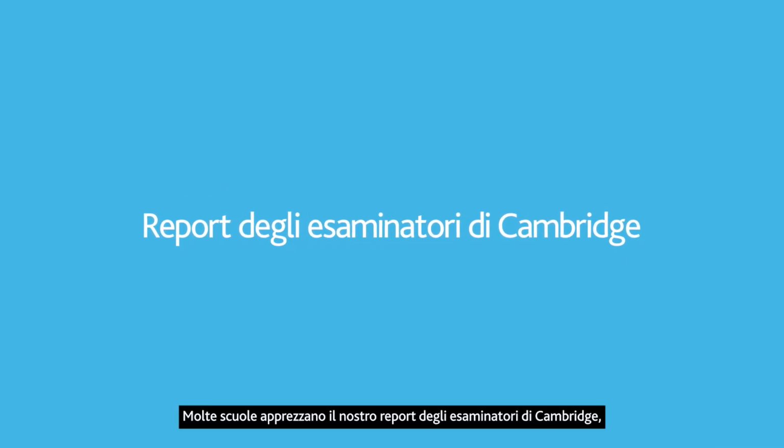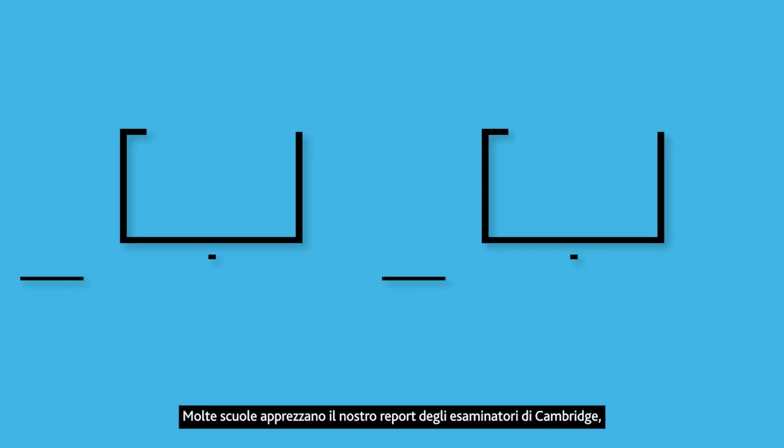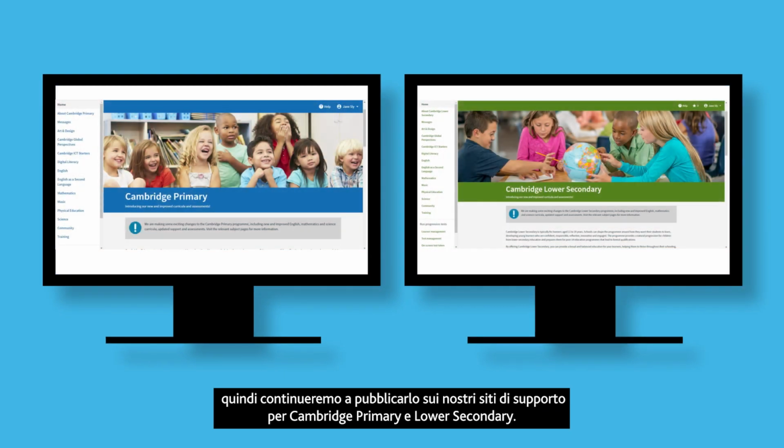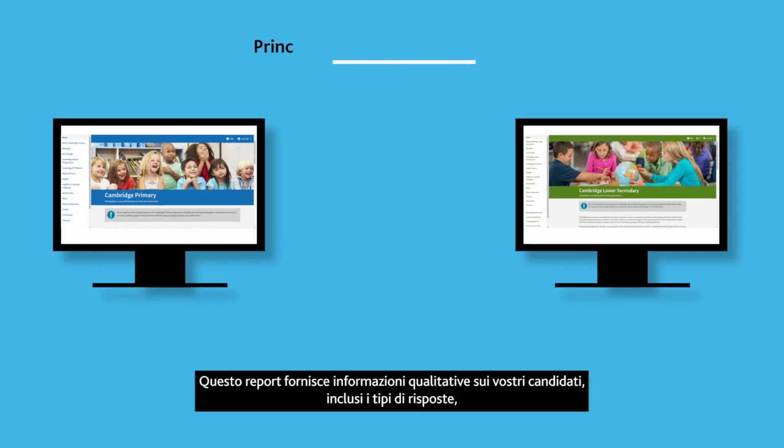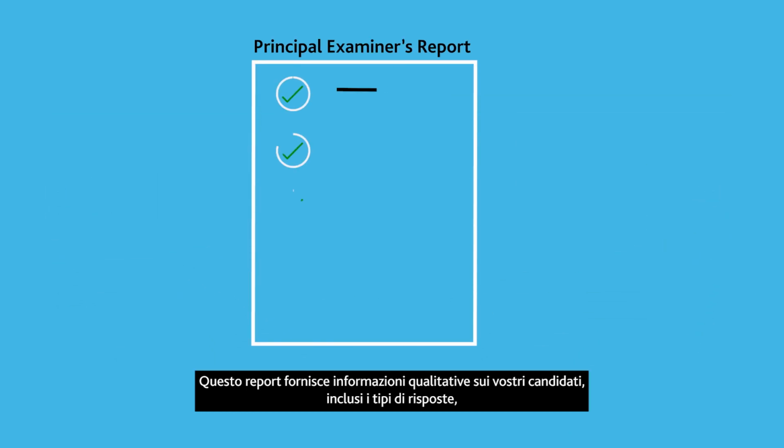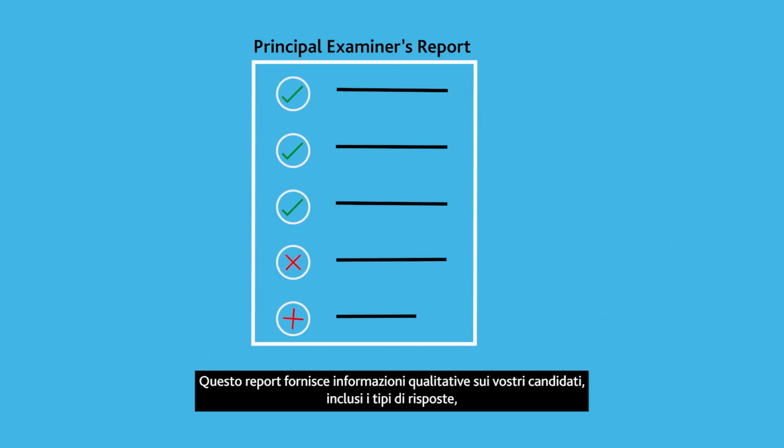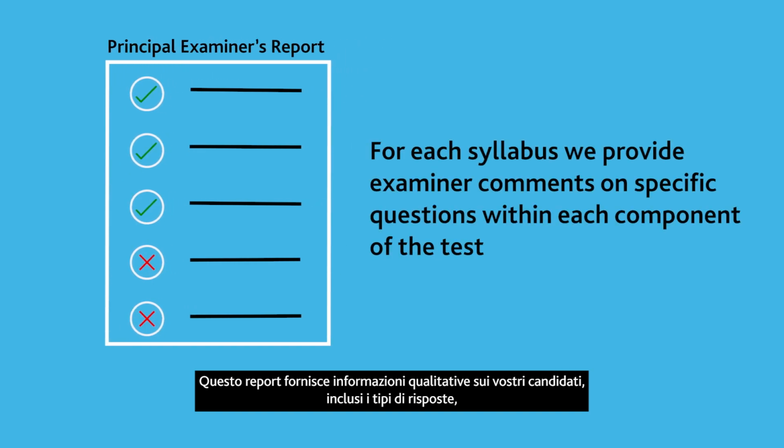Many schools value our principal examiner's report, so we'll continue to publish this on our Cambridge primary and lower secondary support sites. This report provides qualitative information on your candidates, including types of responses, areas where they performed well, and common errors made on each part of the exam question.